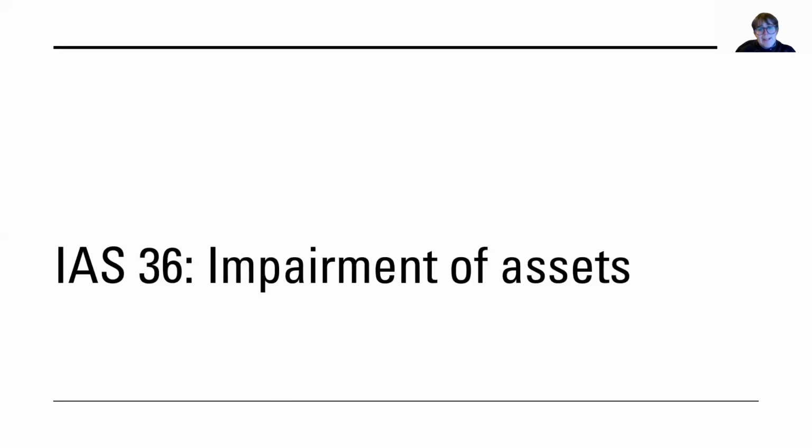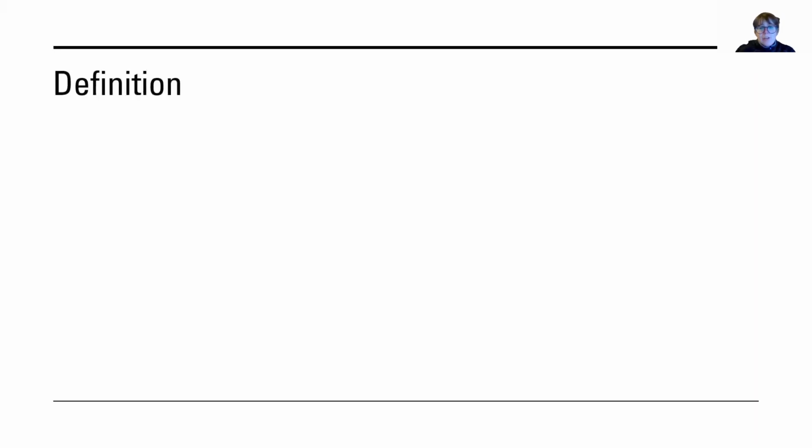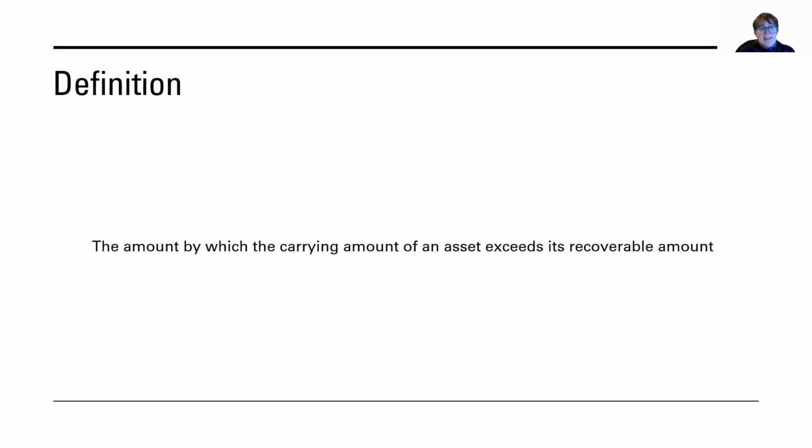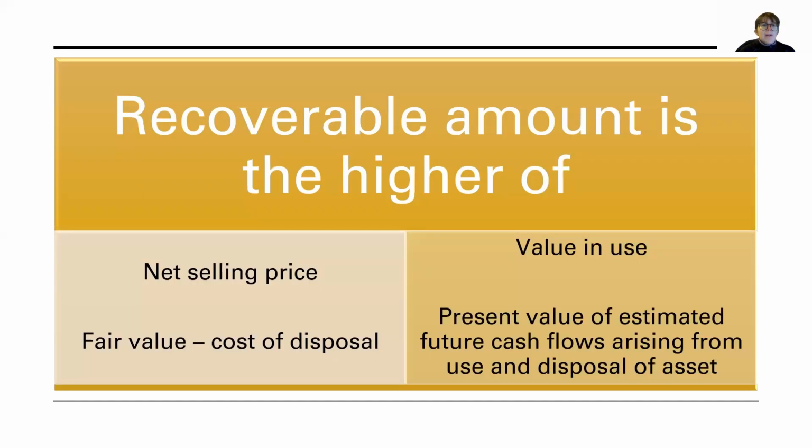So moving on to IAS 36 then on the impairment of assets. Essentially all this means is the amount by which the carrying amount of an asset exceeds its recoverable amount. So obviously you need to know how to get to the recoverable amount. The recoverable amount is the higher of the net selling price, which to arrive at that is the fair value less the cost of disposal, or it is the value in use figure, which is the present value of estimated future cash flows arising from use and disposal of an asset.